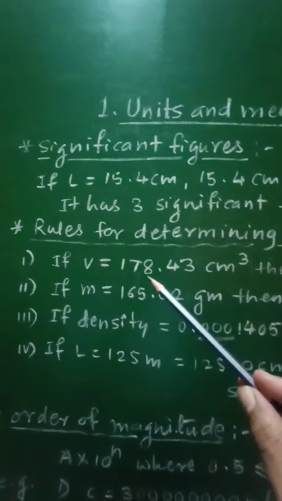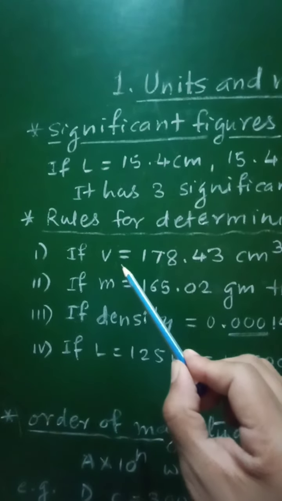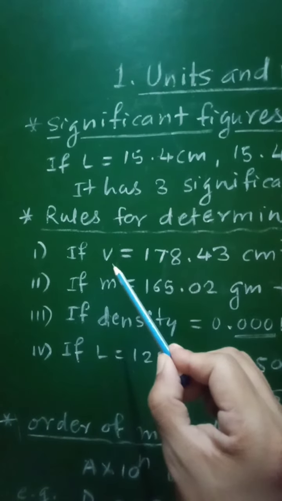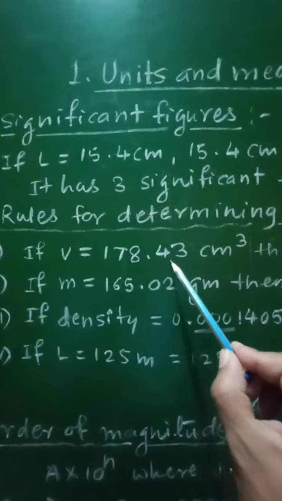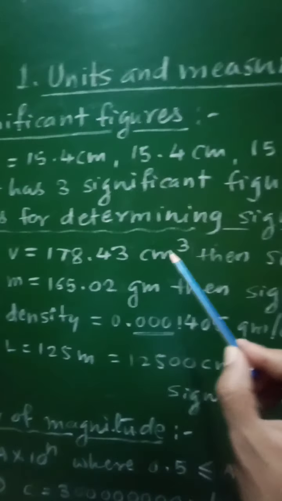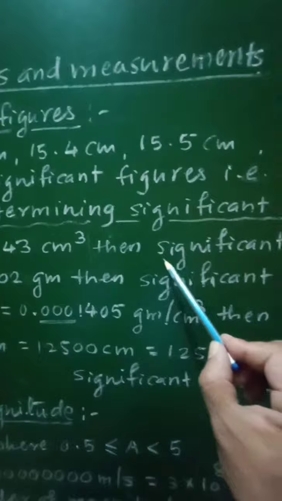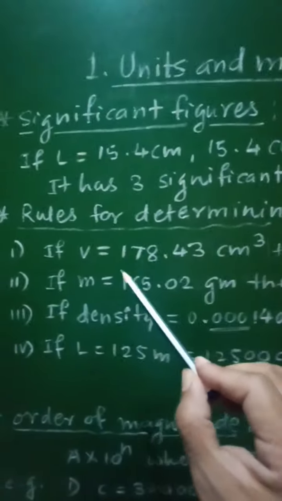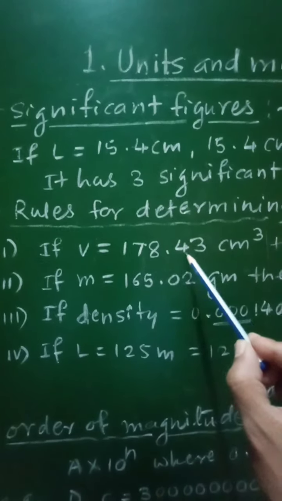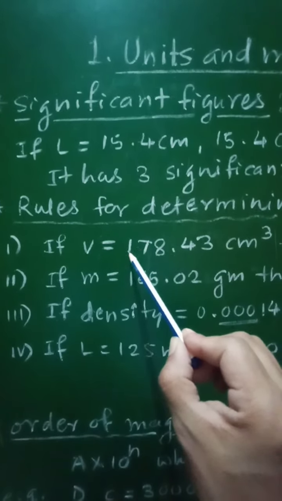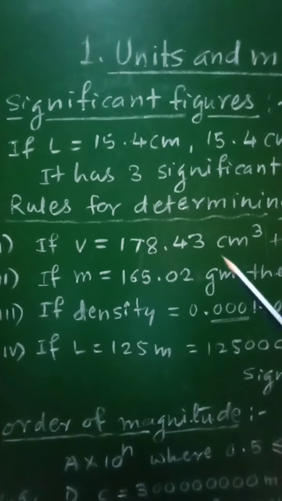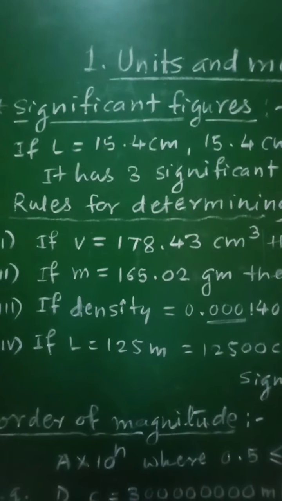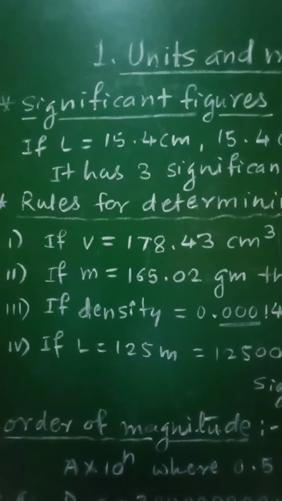As an example, if the volume of an object after measuring is given as V equal to 178.43 centimeter cube, then in this volume there will be 5 significant figures, because all these non-zero digits, 1, 7, 8, 4, 3, are significant, and therefore the number of significant figures is equal to 5.